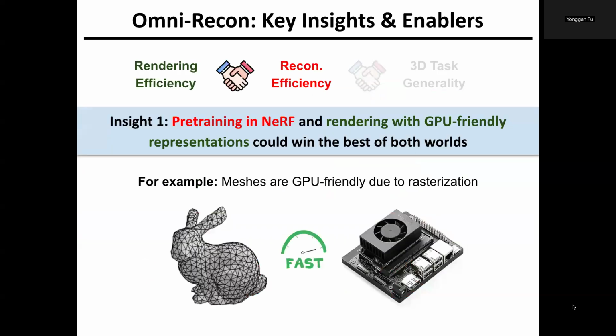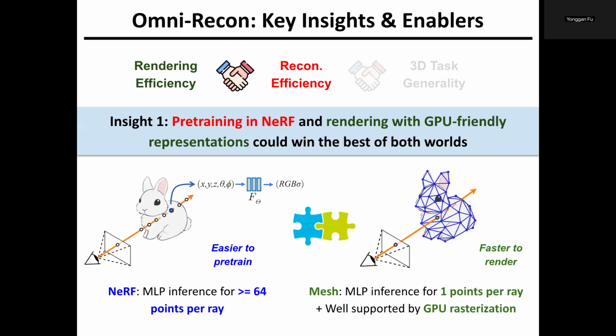To address the broken link between reconstruction efficiency and rendering efficiency, the key insight that drives our design is that if we can pre-train the image-based rendering pipeline in NeRF while converting it into GPU-friendly representations, we could win both kinds of efficiency. For example, meshes are GPU-friendly representations. This is because for NeRFs, you need to sample multiple points per ray for neural network inference, while for meshes, we only need to do this for one point, which is the intersection point between the ray and the object mesh. This process is well supported by existing GPU rasterization pipelines.